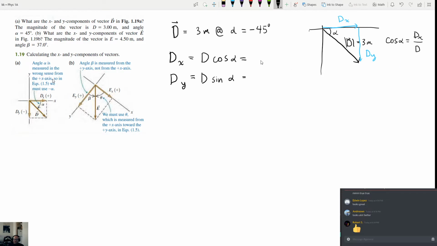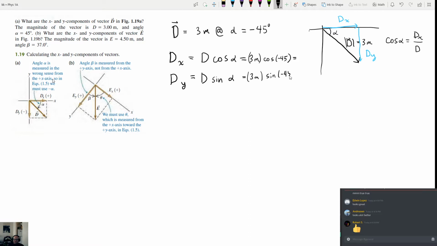Okay, plugging the numbers that we have in here, we have 3 meters. We need to multiply by the cosine of negative 45. Okay, and we'll get a number out of this. I want you all to calculate that if you can. 3 cosine negative 45. Make sure your calculator's in degrees. And then for d sub y, we'll write 3 meters and then put in the sine of negative 45.